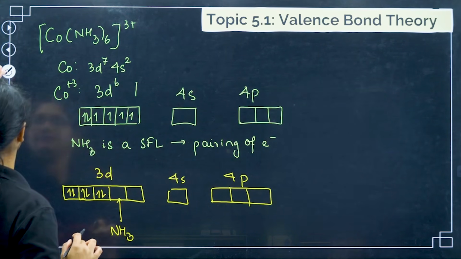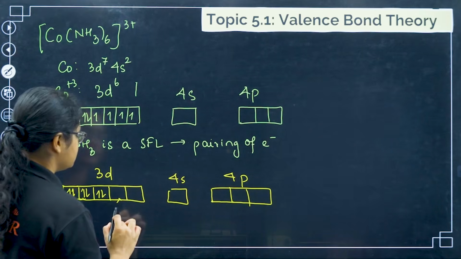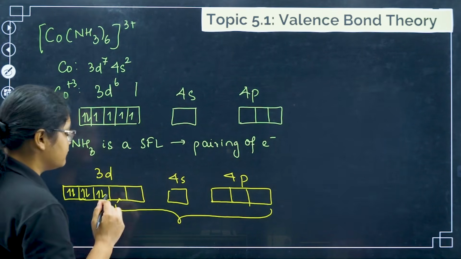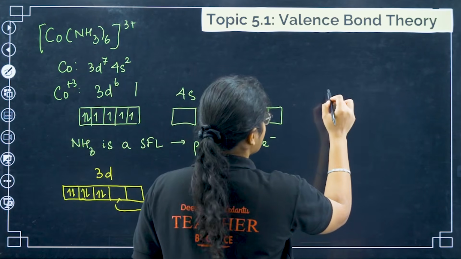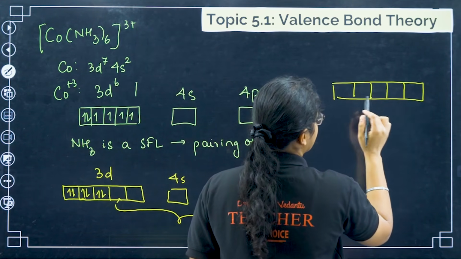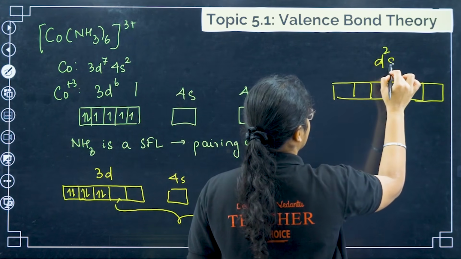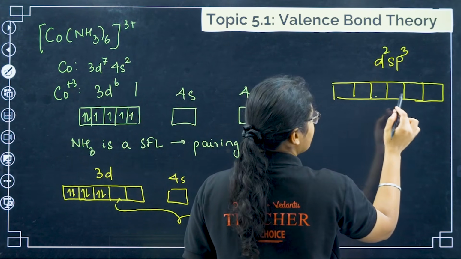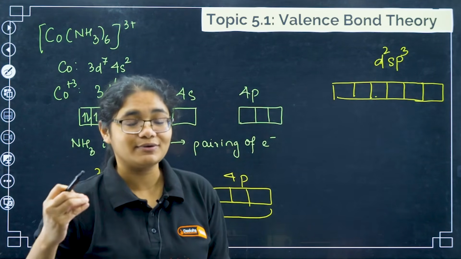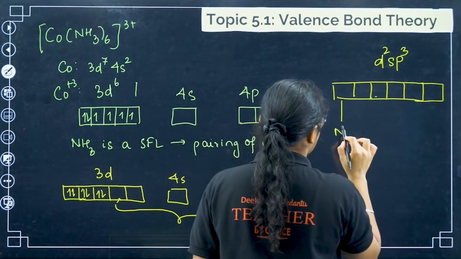So what will happen now? See, before that there's one more step. These 6 empty orbitals will undergo hybridization to form 6 new orbitals, that is d2sp3 hybridization. Now these 6 new hybrid orbitals, called d2sp3, each form a bond with an NH3 ligand.